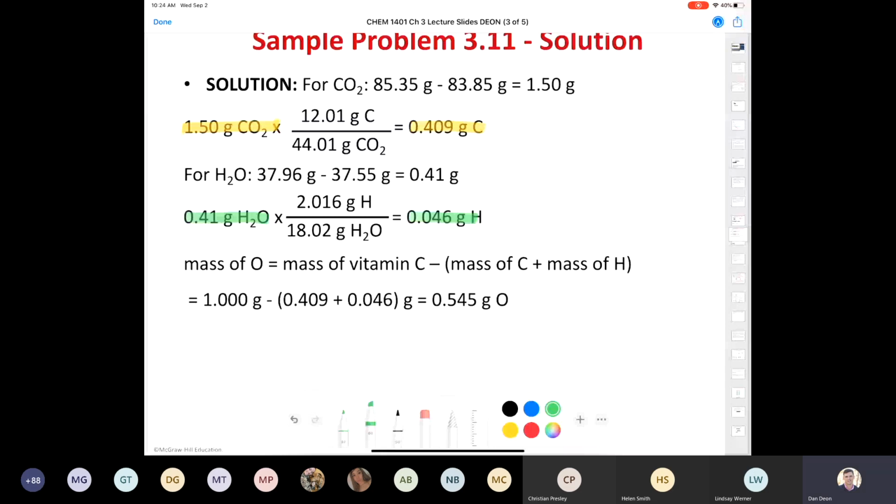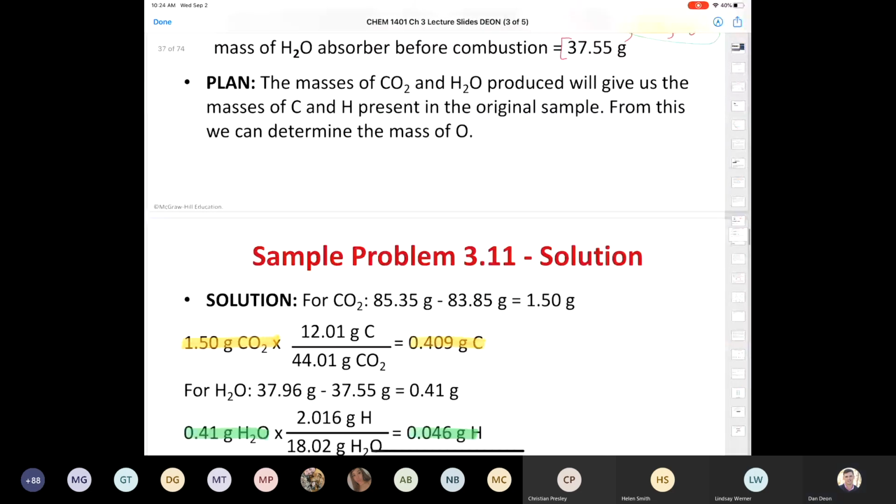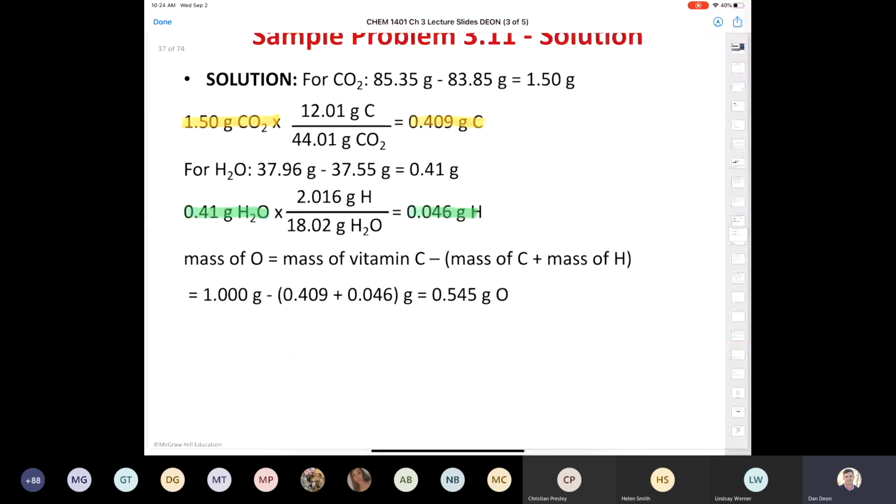Okay, so if we want to know how much oxygen we have, we take the mass of the vitamin C, and they gave us that way back at the beginning of the problem, right? We started with 1 gram of vitamin C, and we're going to subtract the mass of carbon and the mass of hydrogen, and we're left over with the mass of oxygen.